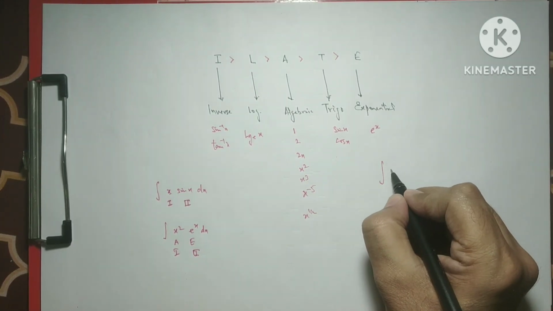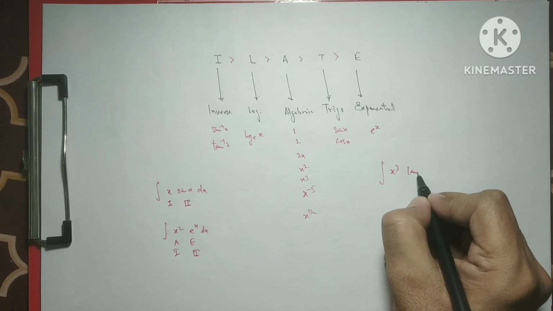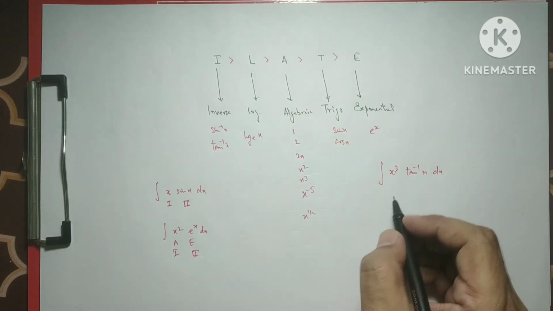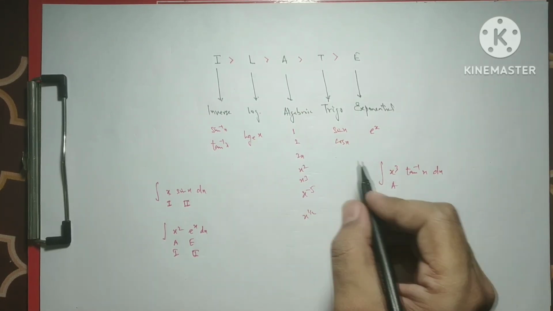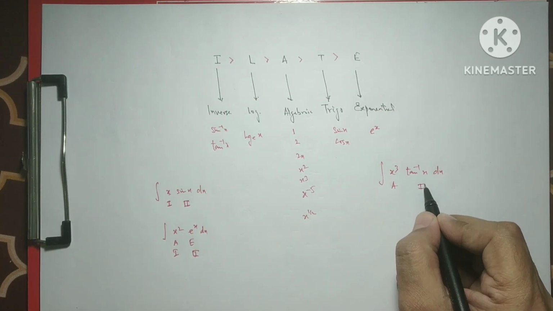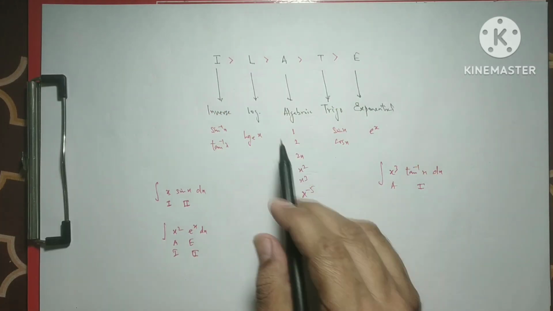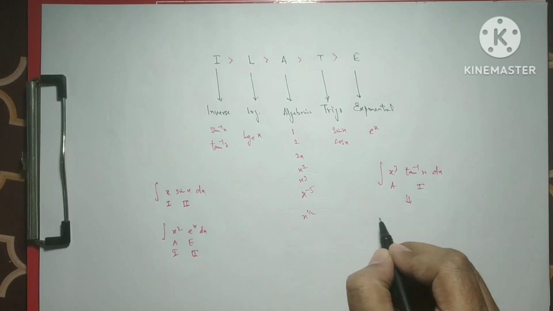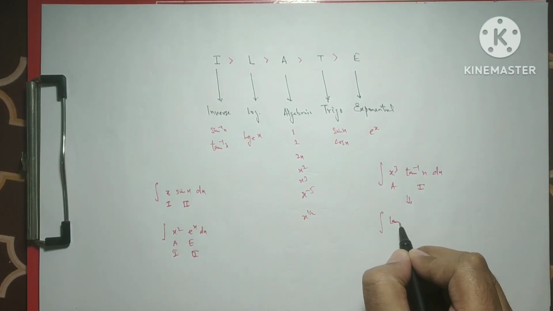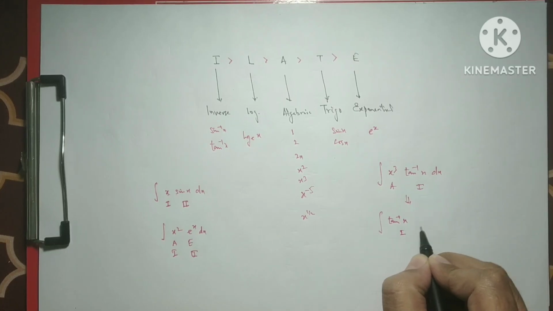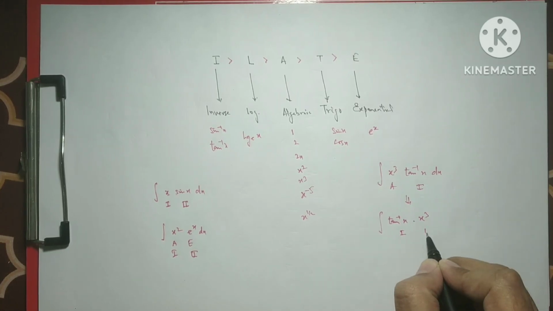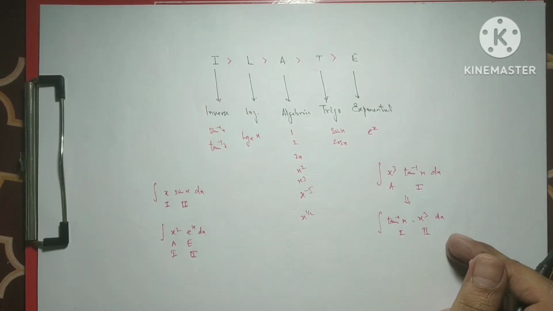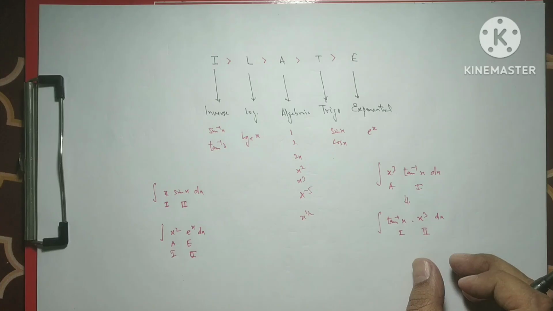If we have x cube tan inverse x, so x cube is an algebraic function and tan inverse x is an inverse function. According to this order, I should be first as compared to A. So we will arrange this: we will take tan inverse x as the first function and x cube as the second function. Then it will be completed. You can collect the final integration.